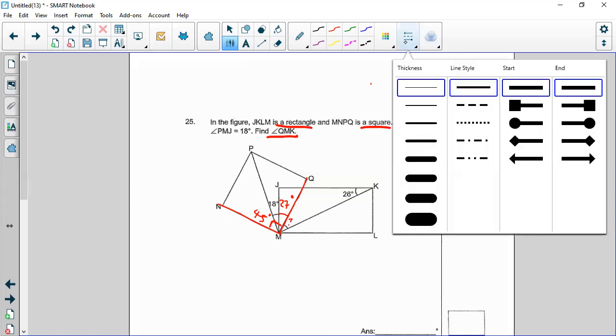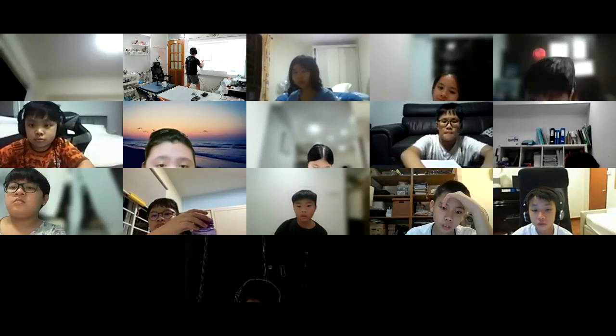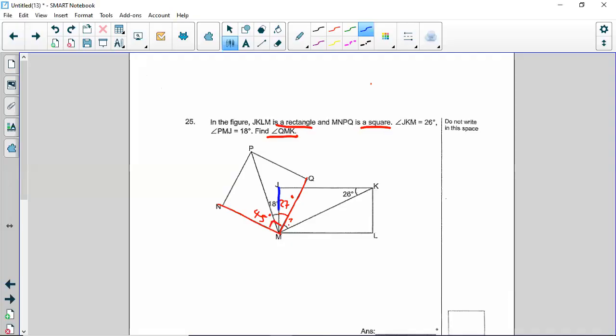Let me use a different color. The rectangle also has a right angle. That will be 90 degrees, right? Can you see that the rectangle has two lines parallel? So you have a Z. Okay, a Z. I'm going to show you the Z, two lines parallel. So the rectangle has two lines parallel, 26, 26.